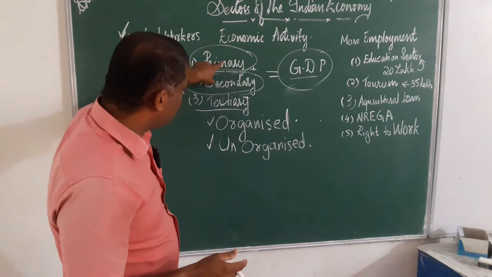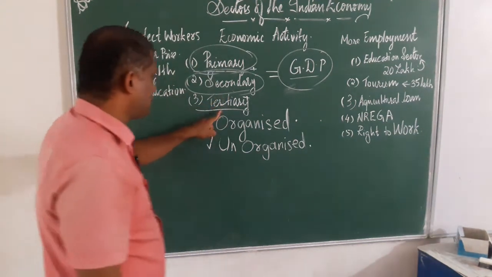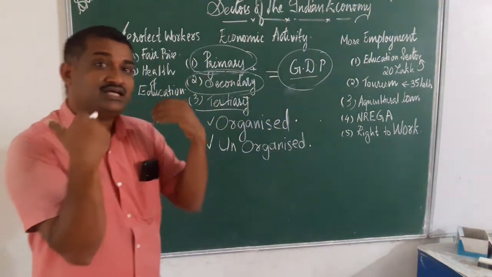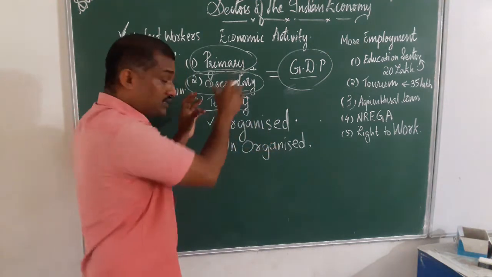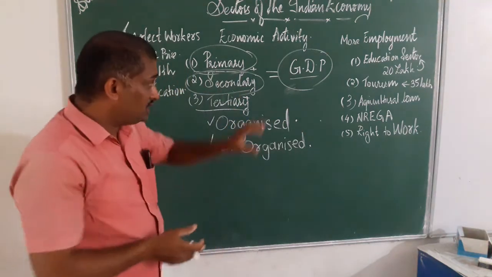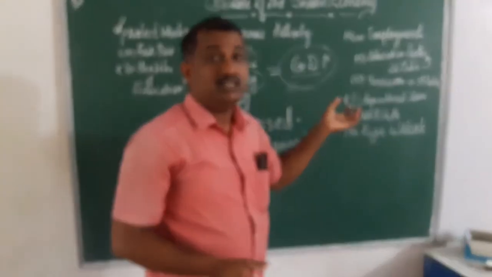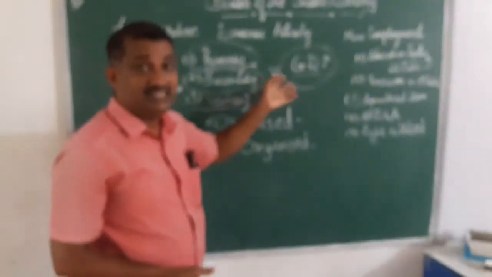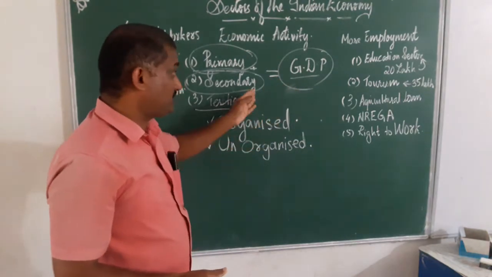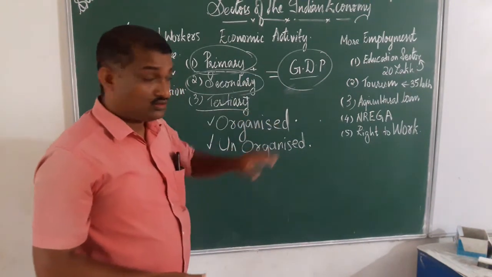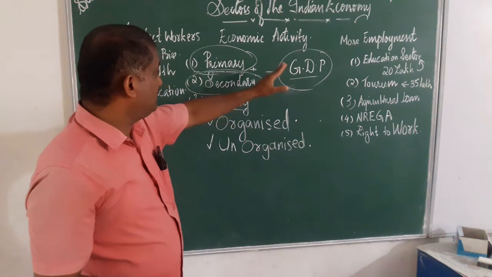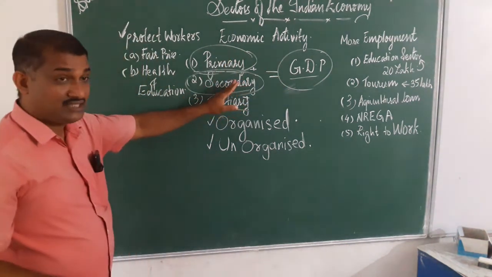So the primary sector, secondary sector, and tertiary sector combine together and produce goods and services. From these goods and services that add to the national income, we get GDP, or gross domestic product. So you understood about GDP, the primary sector, the secondary sector, and the tertiary sector.